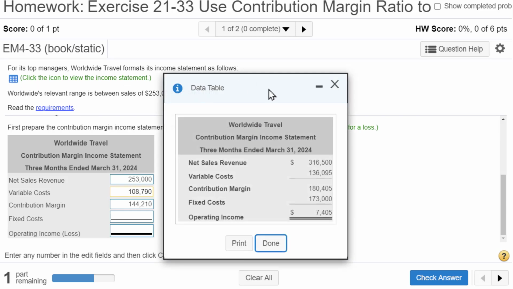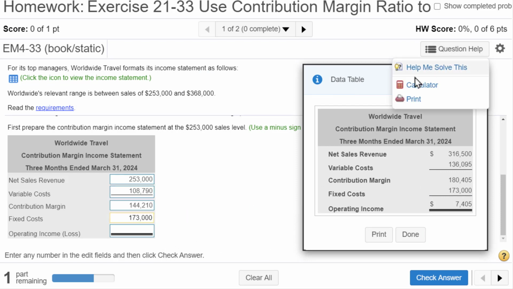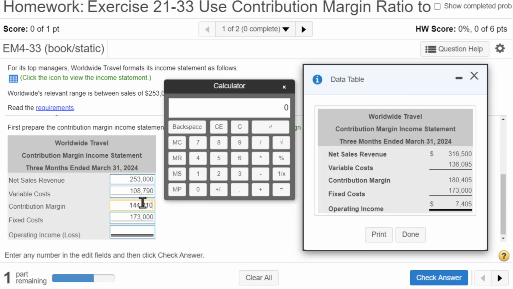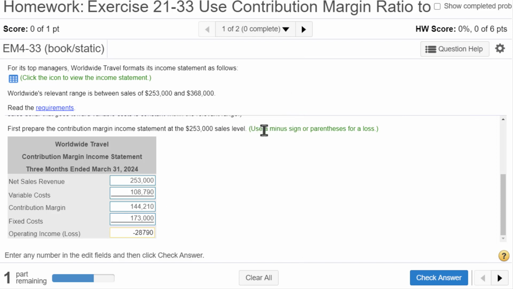Because they're fixed costs, they're not going to change. So this fixed cost, I'm going to copy and paste that, 173. So, looks like we're going to have a loss. So I'm going to take the 144,210 minus 173,000 gives us negative 28,790. That's not good.